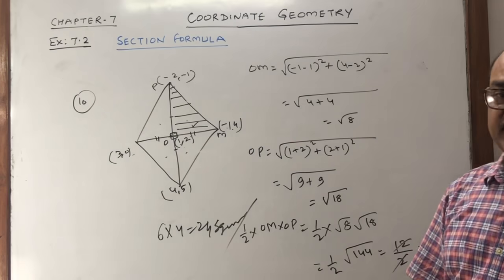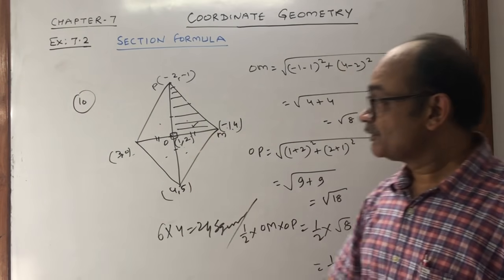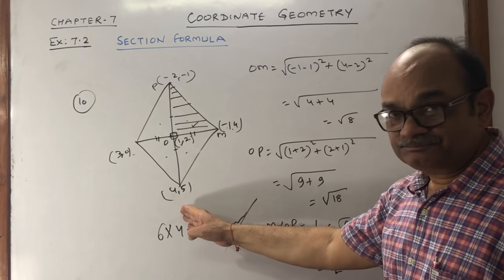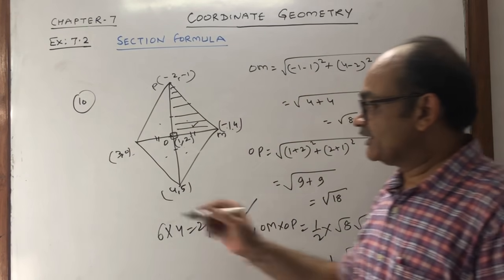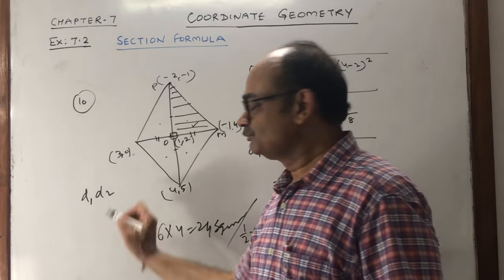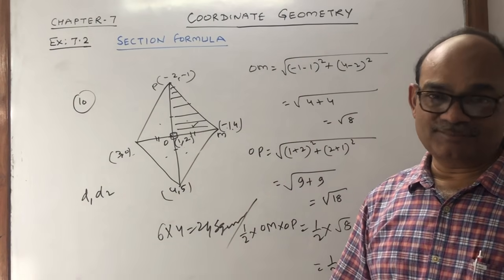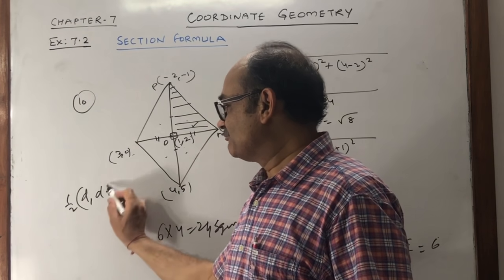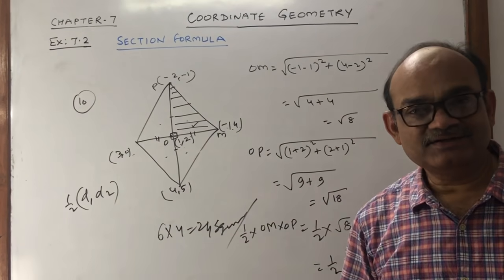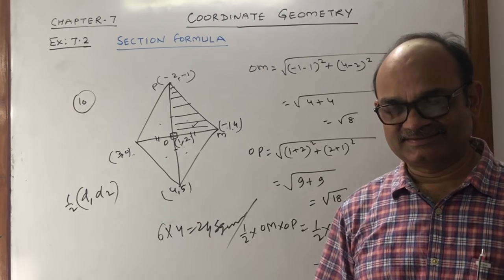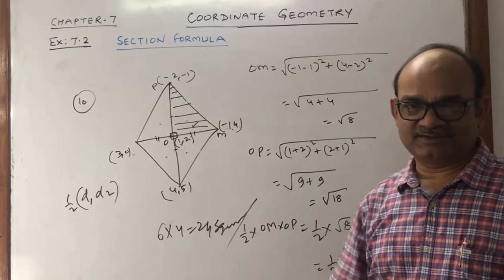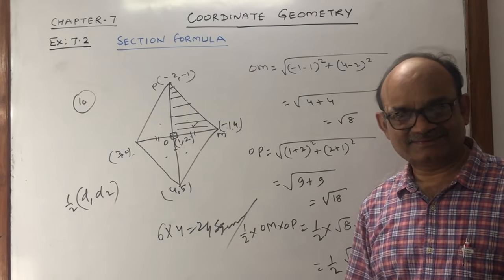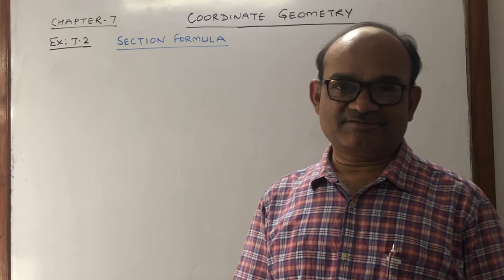If you want to calculate in another manner, you can calculate diagonal 1 and diagonal 2, and you know the formula, half d1 d2 is the area of the rhombus. Your choice. You may solve by any other method, no problem, it's mathematics. So today we completed Exercise 7.2.